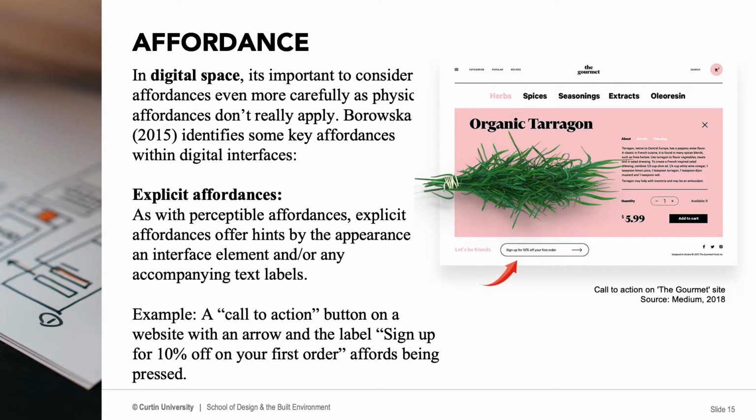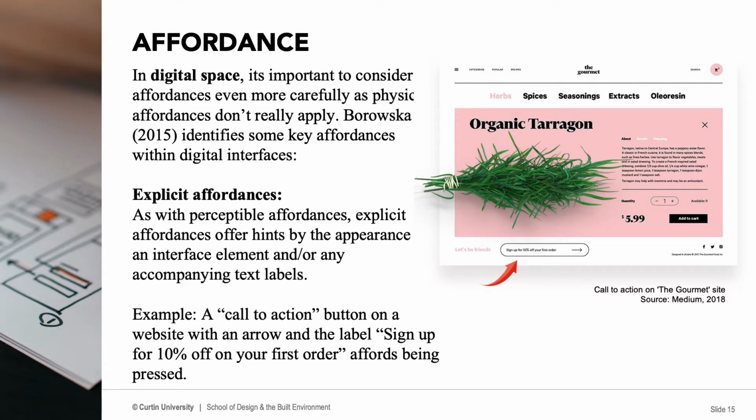Now imagine the designers didn't put this inside a shape and they didn't put an arrow on there. And all it said was, sign up for 10% off your first order. It might not be explicit to you that this is an affordance that you can press. Even worse, if they didn't phrase it well and it just said 10% off your first order, you might look at that and go, oh, what am I supposed to do with that? So it doesn't have an explicit affordance.